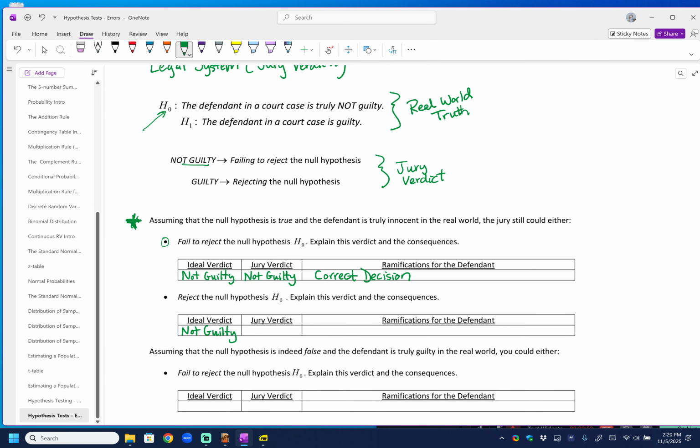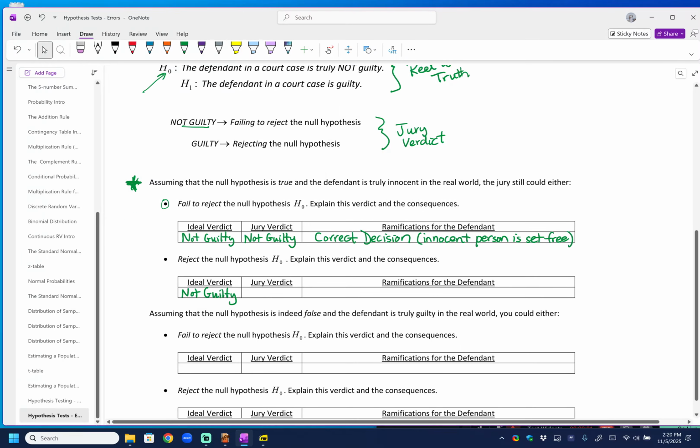Now, just note, what does this mean in the real world? This just means that an innocent person is set free, which is exactly what we want. But the jury might not actually come up with the verdict they just did. What if they decided to reject the null?